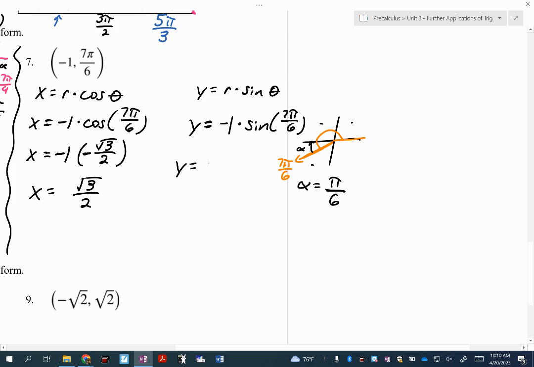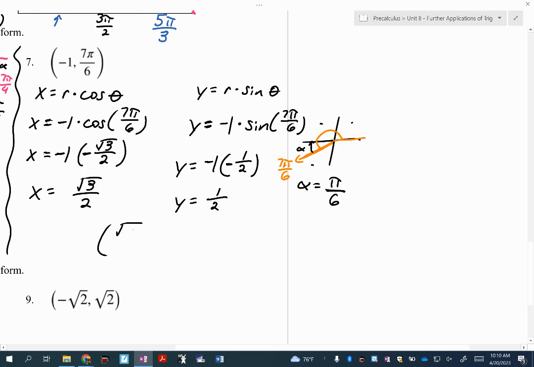If I do that same thing, the sine of pi over 6 is 1/2. And I should have left space, I didn't leave space. We're in the third quadrant. For tangent, this is not tangent, so it should be negative. So y is equal to a positive 1/2.